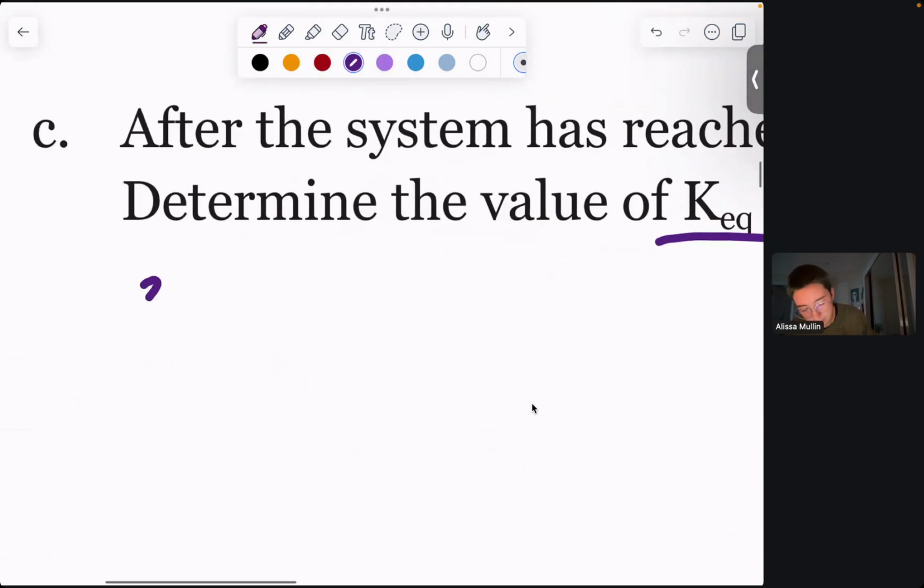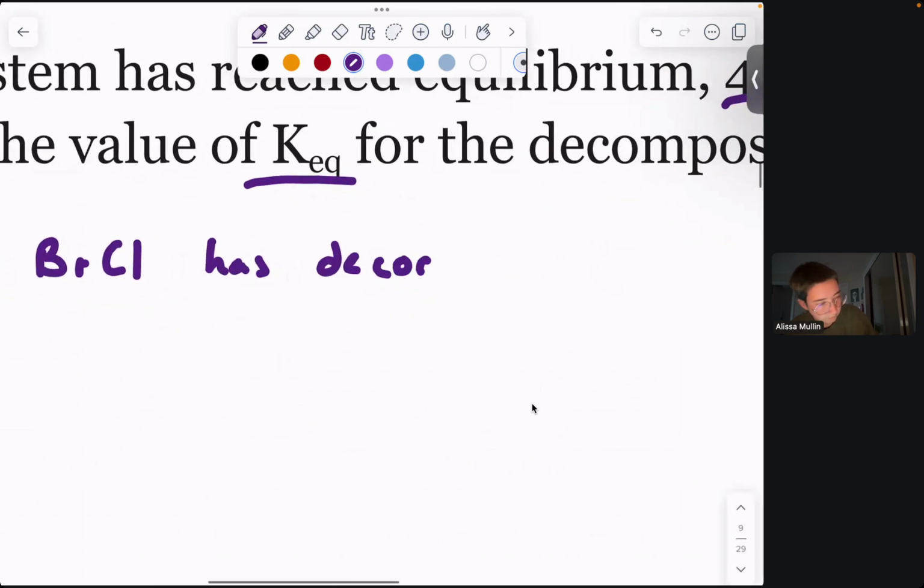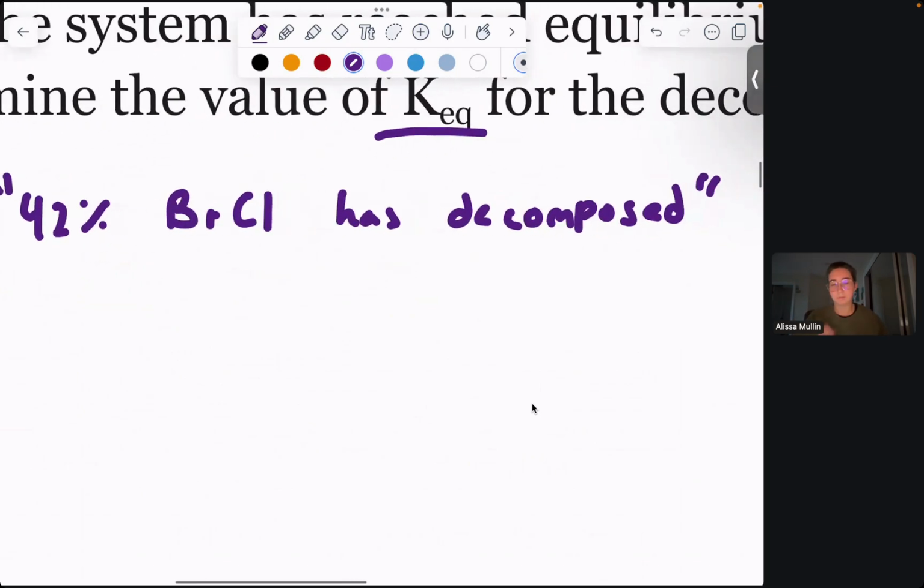So let's think about that. What I know here is that 42% of my reactant has decomposed. So let's use that and see if we can figure out how much I have at equilibrium then. Here's how I would do that. When I say 42% has decomposed, that means 42% of it has been used up. So this is how much has been used up.